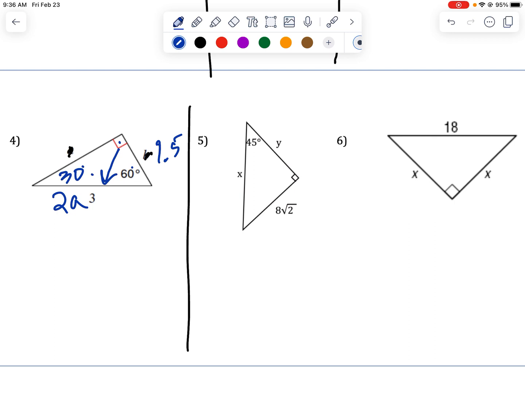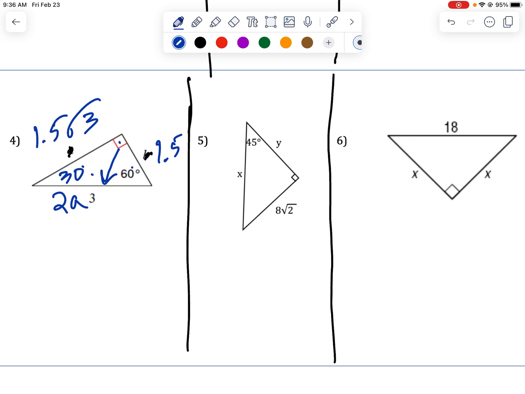That makes this side 1.5 root 3. The only thing that makes that tough is the fact that it's a decimal. And it's okay to have decimals like that, like a 0.5 is not the end of the world.